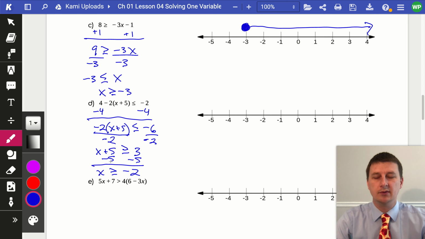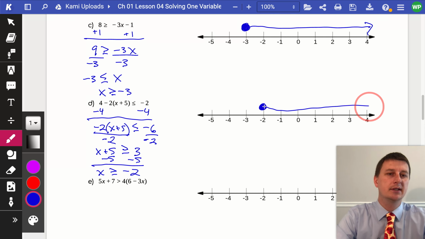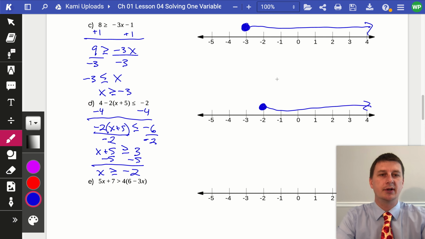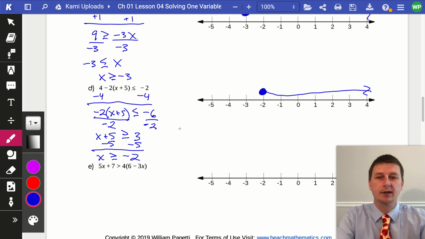So it's an equal to inequality, so it includes the number negative 2 in our solution set. We're going to put a closed circle there then. And which direction is greater than or equal to negative 2? Well, that's going to be to the right. And I draw an arrow to the right of this closed circle here.